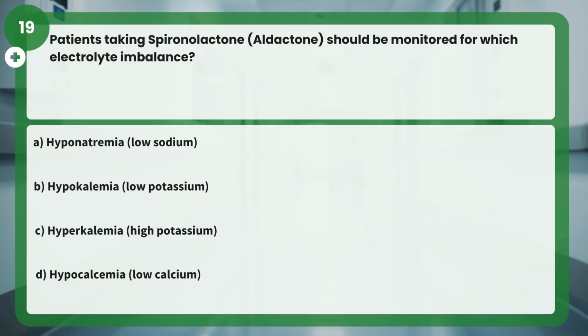Question 19. Patients taking spironolactone, Aldactone, should be monitored for which electrolyte imbalance? A. Hyponatremia, low sodium. B. Hypokalemia, low potassium. C. Hyperkalemia, high potassium. D. Hypocalcemia, low calcium.